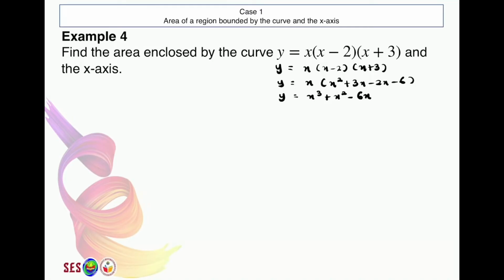We are now going to sketch the cubic function and determine the region which we are going to find.